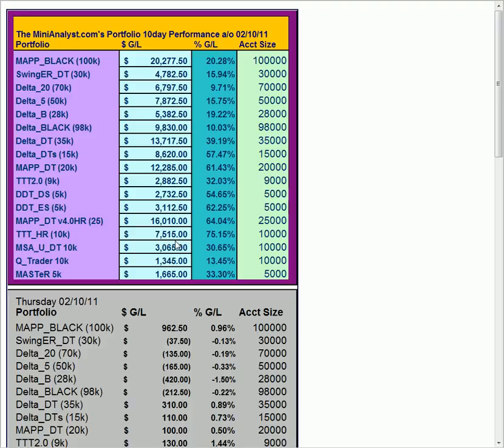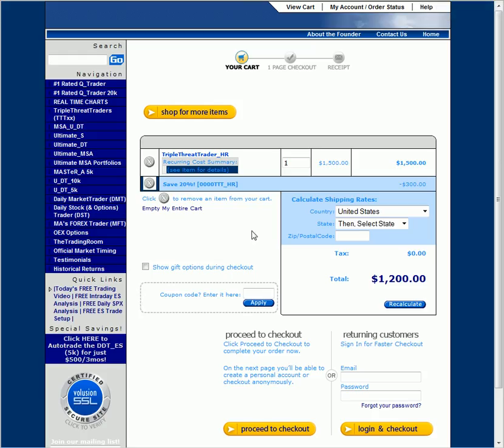Again, $7,500. The discounted rate, $4,800 a year. You can almost get 2 years for just the profits that you would have made had you been a client of the TTTHR over the last 10 days or so. And what's interesting is all you have to do is simply subscribe.